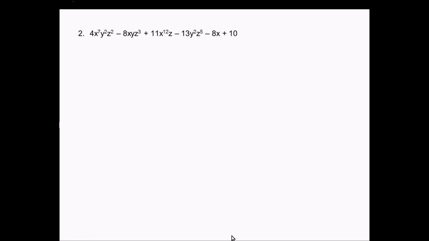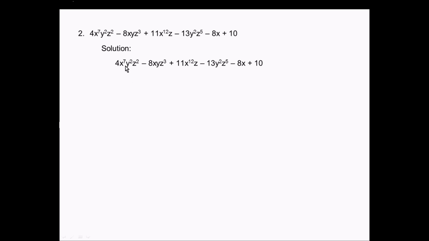Number 2. We have this rather interesting polynomial, 4x to the 7th y squared z squared minus 8xy z cubed plus 11x to the 12th z minus 13y squared z to the 5th minus 8x plus 10. Once again, we're going to write the degree of each monomial underneath that monomial. Remember, to get the degree of the monomial, just add up the exponents on the variables.